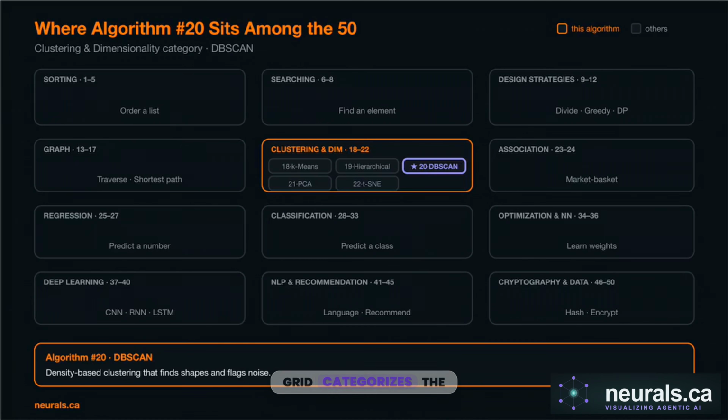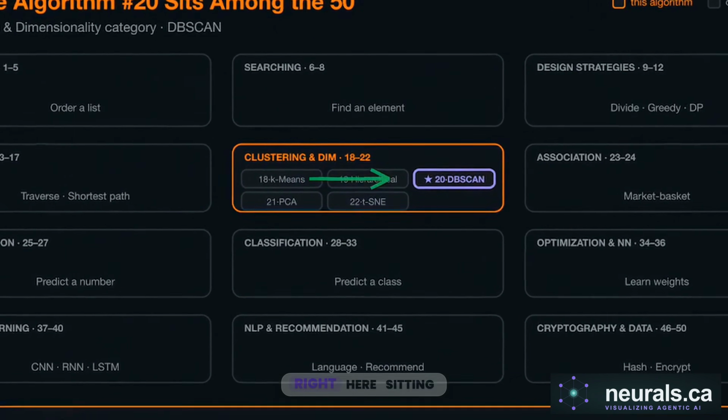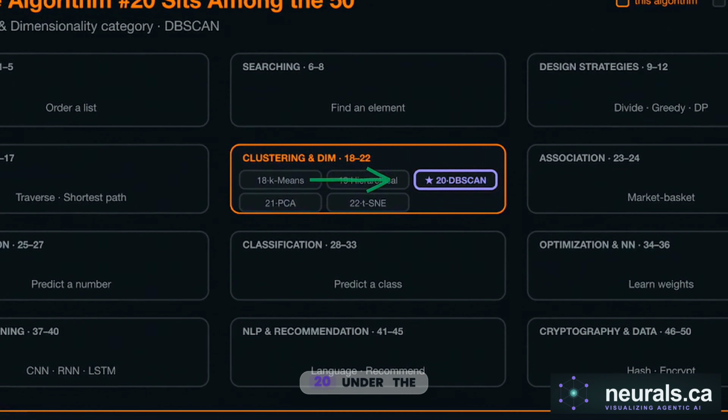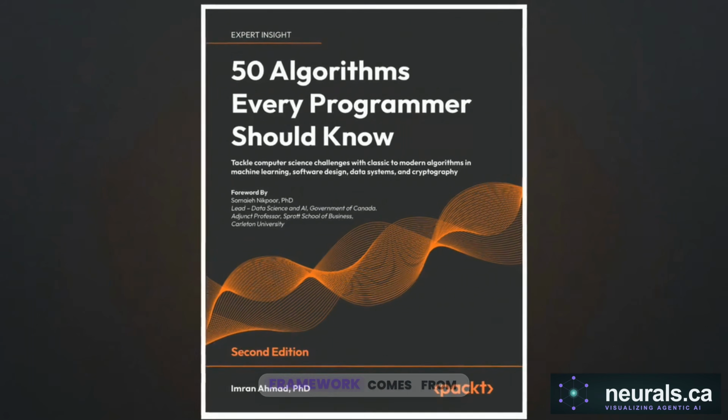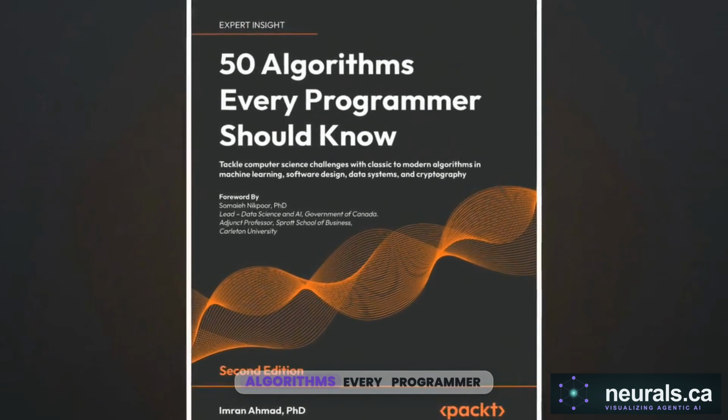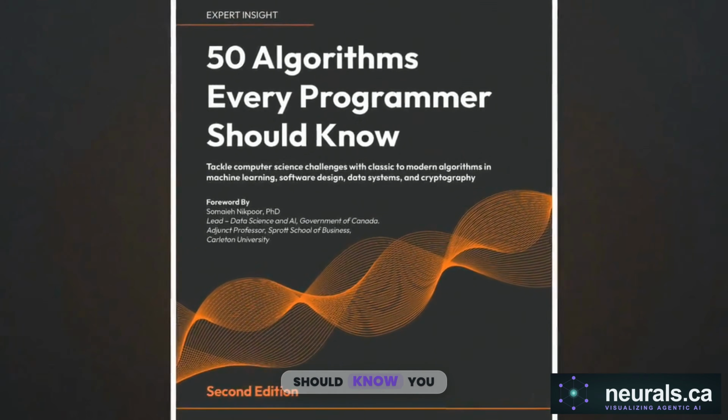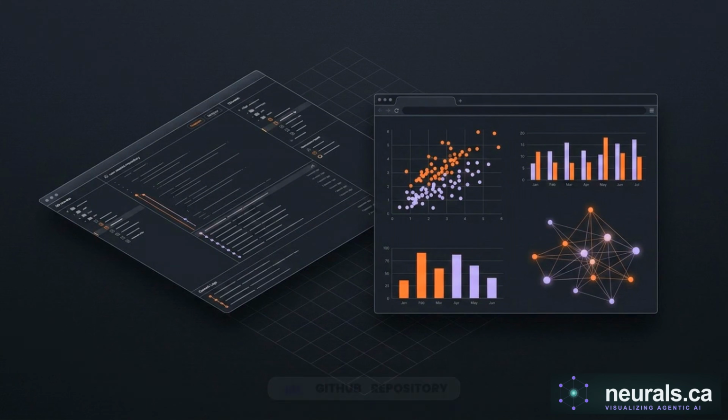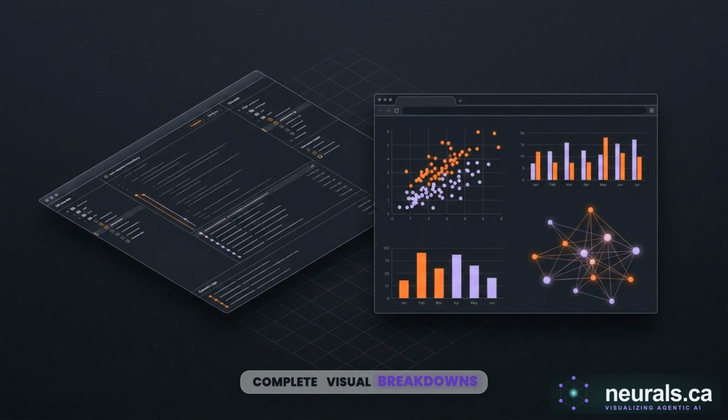This visual grid categorizes the essential formulas of computer science. You can see DBSCAN right here, sitting at position number 20 under the Clustering and Dimensionality block. This organizational framework comes from Imran Ahmad's 50 Algorithms Every Programmer Should Know. You can find the companion code in his GitHub repository and explore the complete visual breakdowns over at neuralsca.